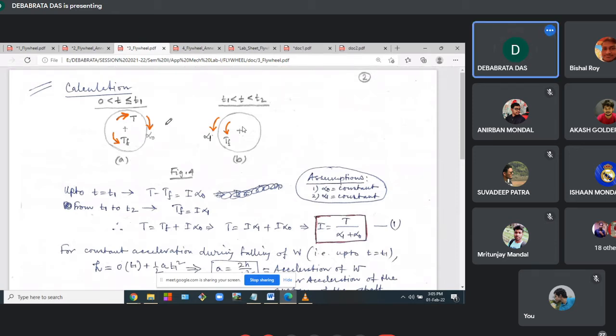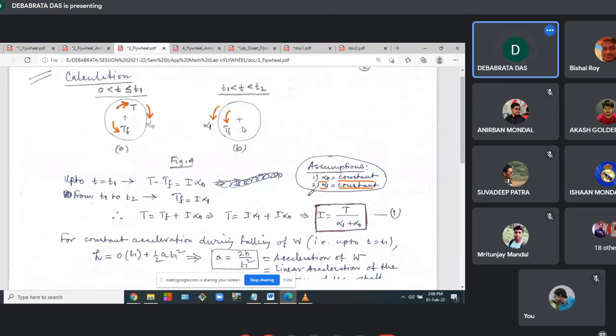Now, the assumption here is that the angular acceleration taking place from 0 to t1 and the angular retardation taking place beyond t1 are assumed to be constant. So the motion is a case of constant acceleration or constant deceleration because all these forces are of constant nature. These are not variable forces. So we assume that this acceleration and retardation are of constant nature. Clear?